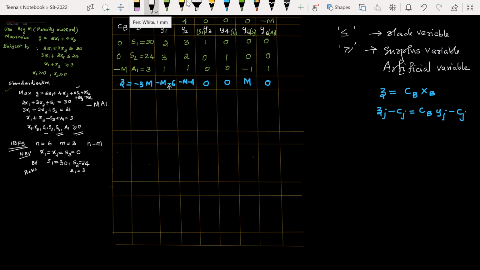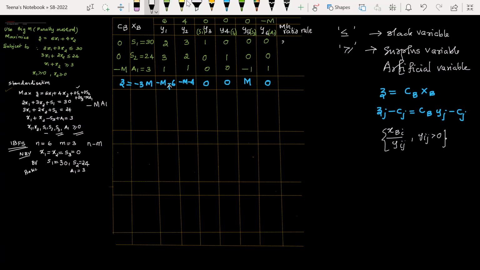Now when one variable enters the basis, one has to leave the basis. That leaving vector or the leaving variable is determined with the help of the minimum ratio rule. The minimum ratio rule is, we are calculating xBi by yij provided yij is greater than 0. So this is how we find the ratios. Numerator values are the xB column values. Denominator values are the corresponding values in the entering column, provided the denominator values are strictly greater than 0.